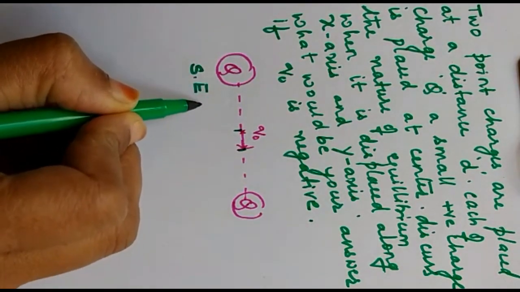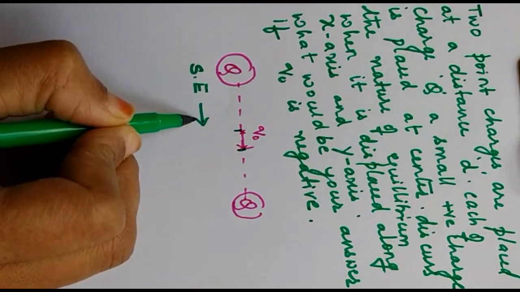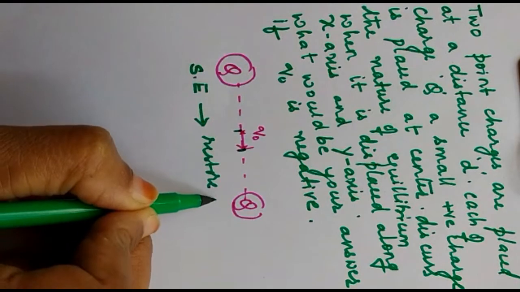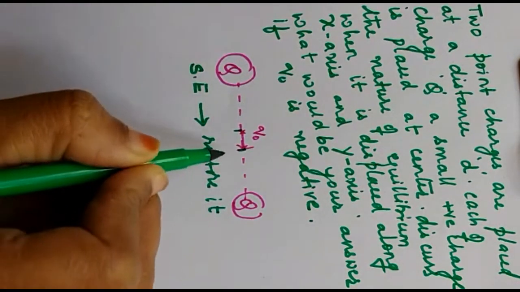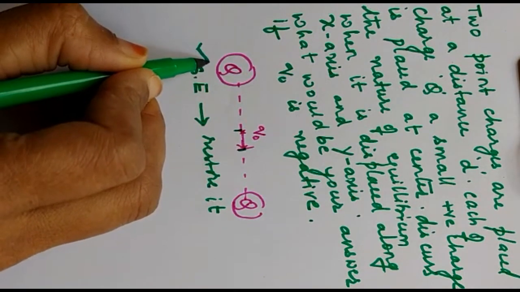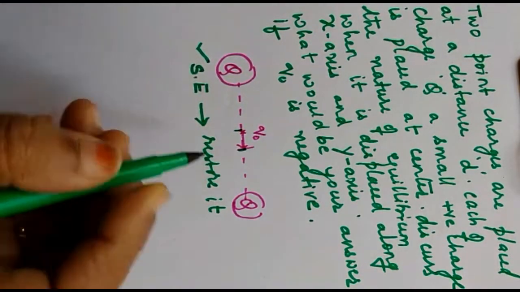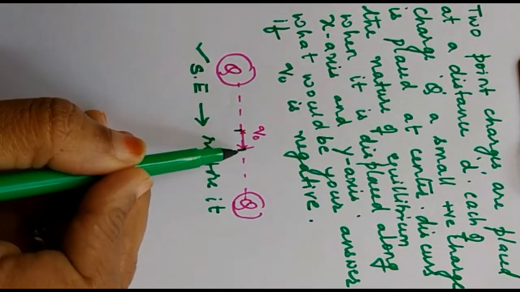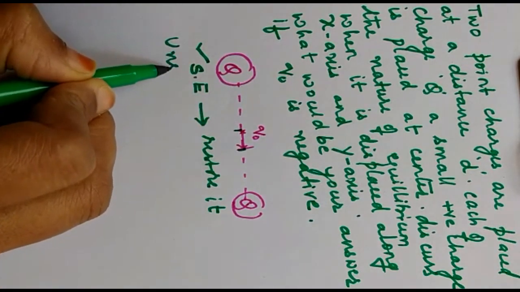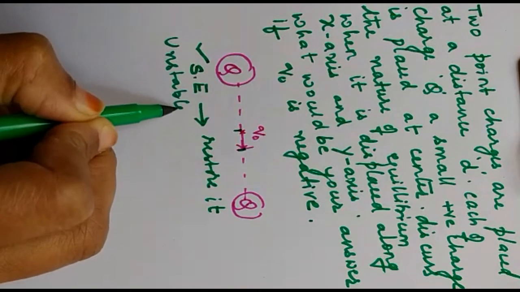If you give a small displacement to the body and there is a force to restore it or to bring it to its original position, then we say it is in stable equilibrium. If there is no force acting on it which can bring it back to its initial position, we say the equilibrium is unstable equilibrium.